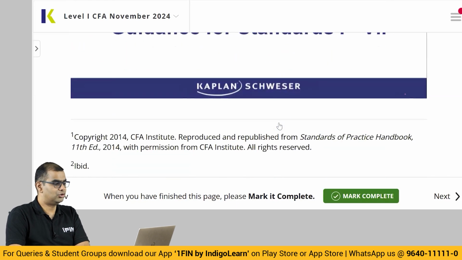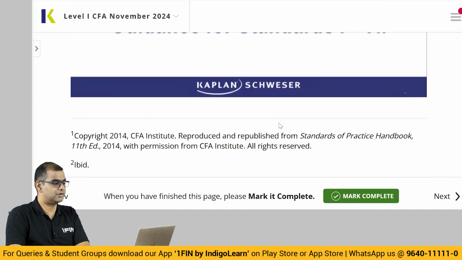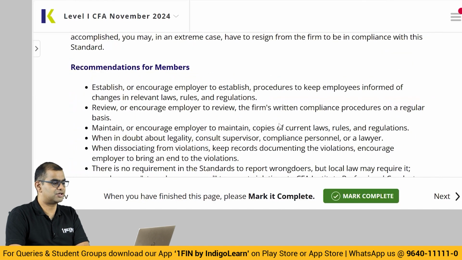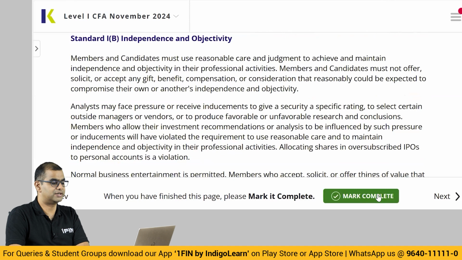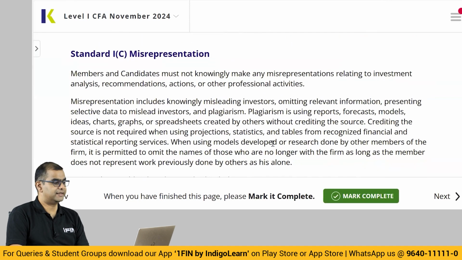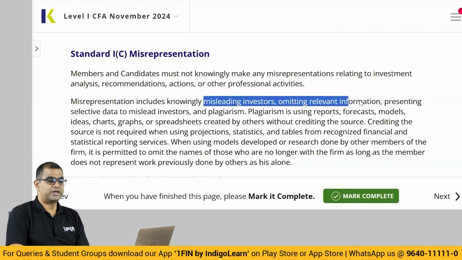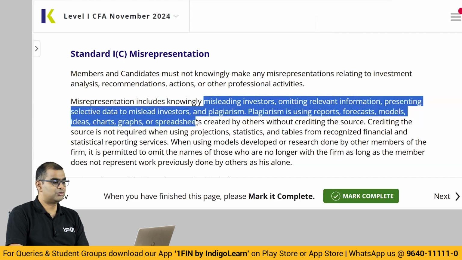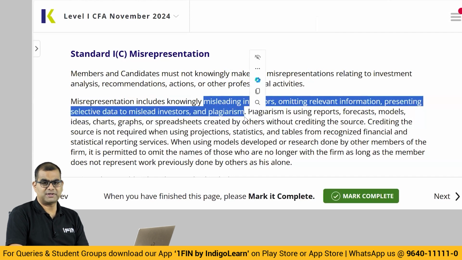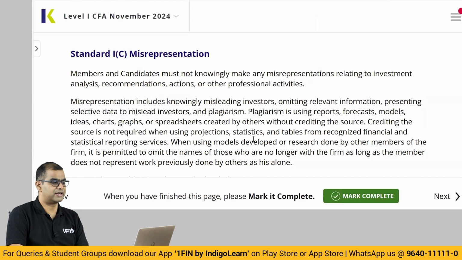Right. So we have now looked at two things: professionalism, which is knowledge of law, and independence and objectivity. Now let us look at the next standard, which is misrepresentation, part of the same professionalism. Members and candidates must not knowingly make any misrepresentations related to investment analysis. So you should not misrepresent. It includes knowingly misleading investors, omitting relevant information, presenting selective data to mislead investors, and plagiarism. I hope you know what plagiarism is: copying somebody's work without giving credit.